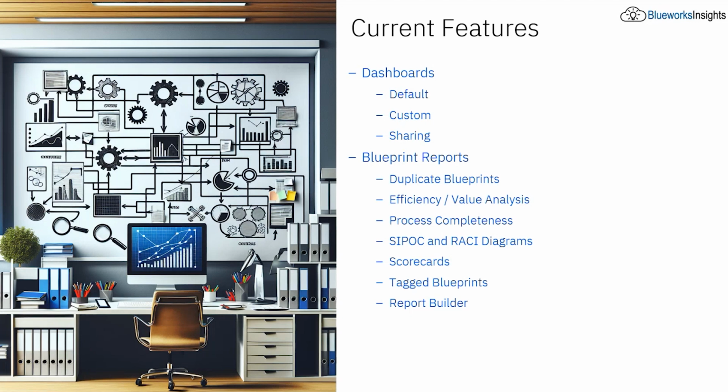Looking at efficiencies and value analysis. So as you start to put in things like work time and wait time and value add indicators, how can I start to do comparisons between blueprints just to get a high level view on how relatively efficient or valuable are these processes, right? And that's a key theme too, is being able to compare blueprints to one another, something that's not as easy to do in Blueworks Live on its own.